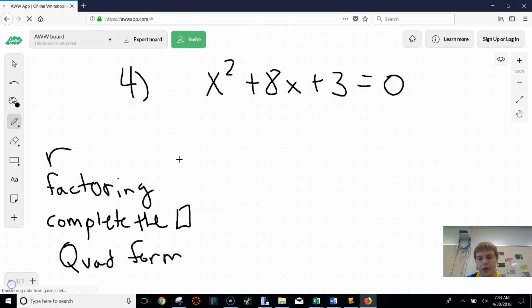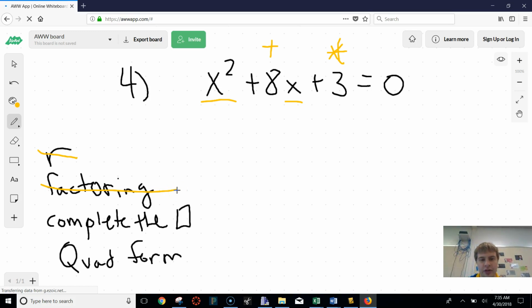Let's try the next one. Okay, so now we're going to look at number 4. The first thing you want to do for all these problems is decide which method you're going to use to solve them. Well, the first one we have is square rooting. And we know that's not going to work because we have two x's. This only works for one x, so that one's gone. The next thing we should try to do is factor. So we have to think what multiplies together to give us 3 and adds together to give us 8. Well, there's nothing that does that, so that one's gone.